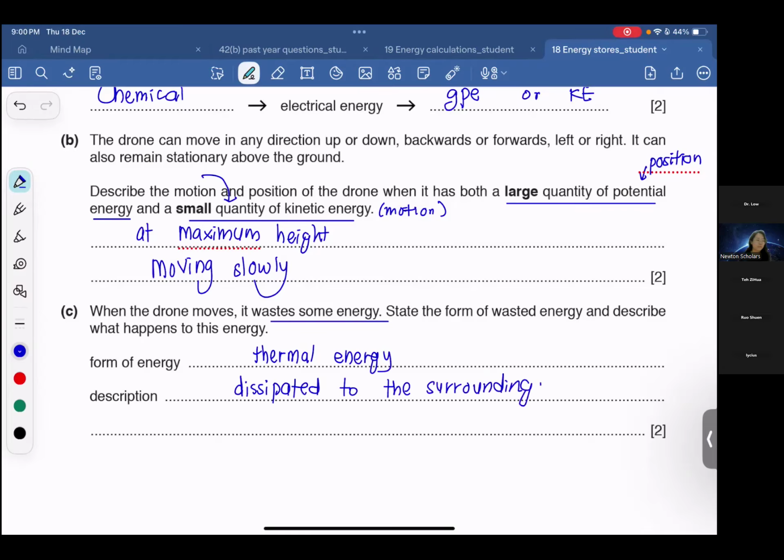Okay, so we finished lesson number 18. We are going to continue lesson number 19. Any question? He is at maximum height and moving slowly. Very good. Thermal is dissipated to the surrounding. Yes, perfect. Okay, can we continue to lesson number 19? Do some calculation.